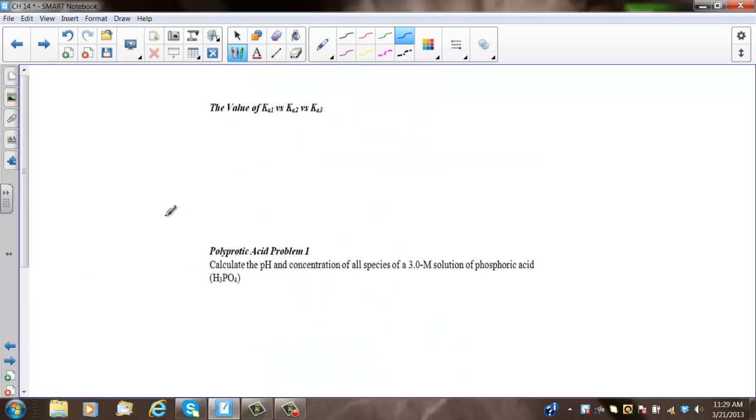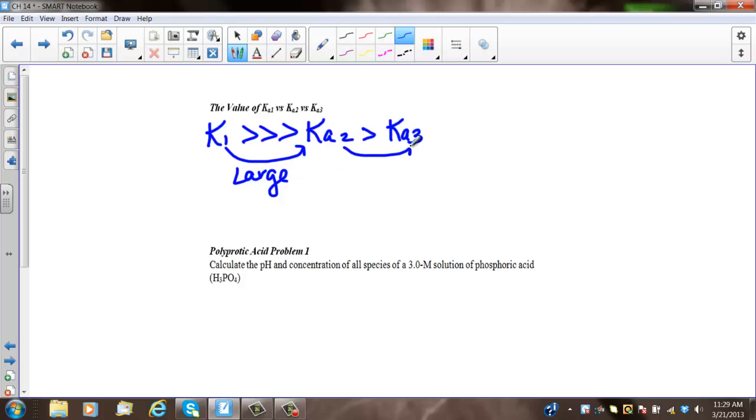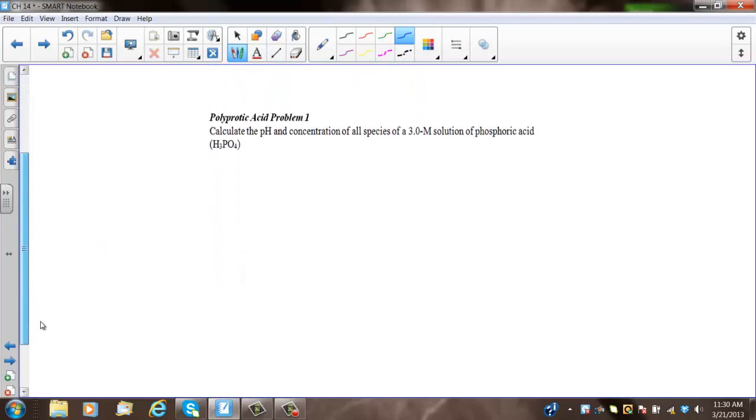So what is the relationship between the value of Ka1 versus Ka2 versus Ka3? Well, Ka1 is going to be much, much greater than Ka2, which is going to be slightly greater than Ka3. So there's a large disparity between Ka1 and Ka2, and a very small amount between Ka2 and Ka3. So what this means is that when you have a polyprotic acid and it dissociates, you're really removing most of the hydrogen that's going to make a difference in a reaction with the first Ka value.